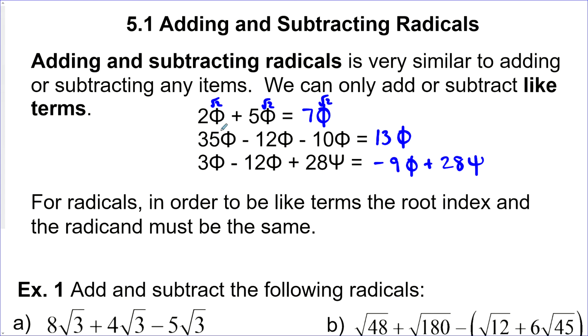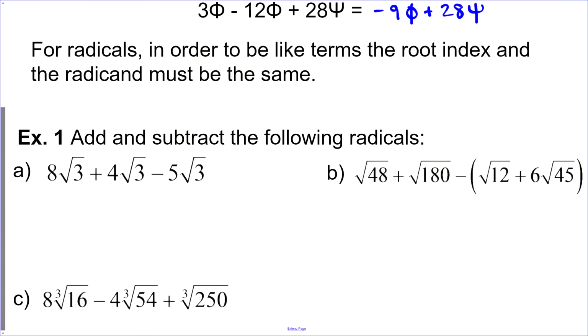For radicals, they need to have the same index to be the same, so a square root of 2 is not the same as the cubed root of 2. Let's give this a try. First one's very easy. 8 root 3 plus 4 root 3 is 12 root 3. Minus 5 root 3, we're just left with 7 root 3's.